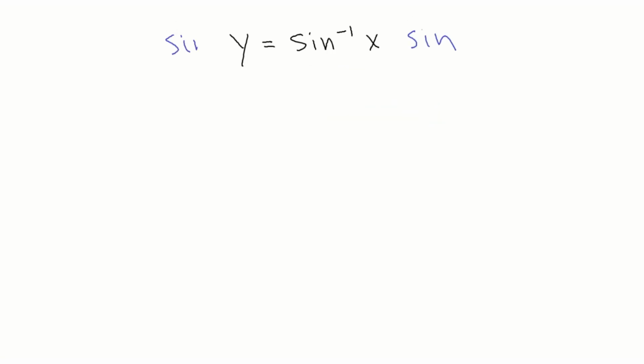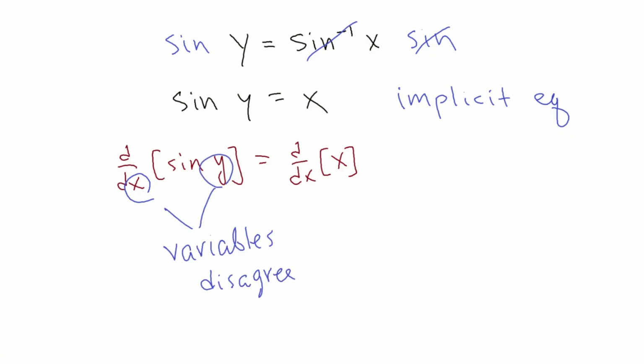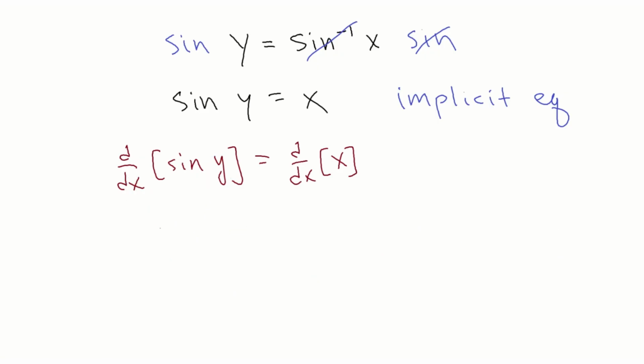If we take the sine of this function, we get sine y equals x. We now have an implicit equation. What's the first step in solving these types of problems? We need to differentiate both sides with respect to x. On the left side, we need to use the chain rule because we have variables that disagree. We need to take the derivative with respect to x, but our variable here is y. The derivative of sine is cosine, and we need to multiply that by the derivative of the inside, dy/dx.